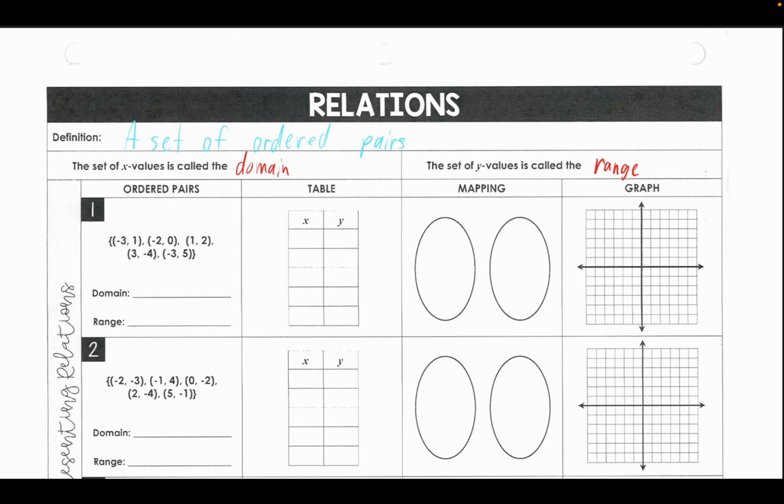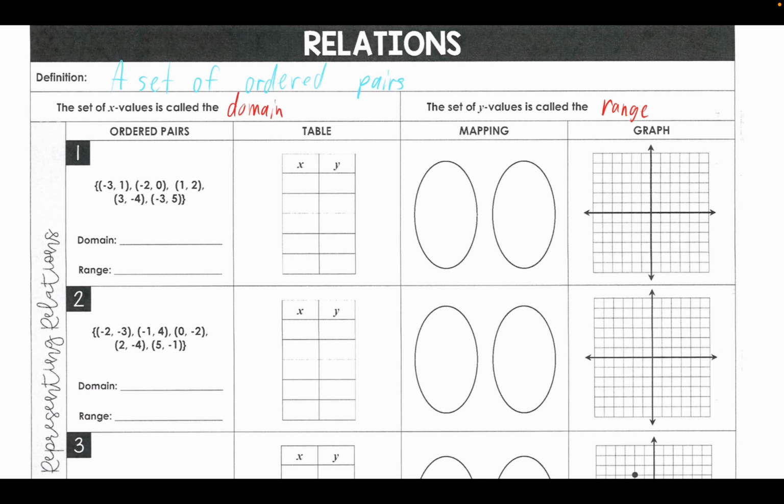And what we're going to do here is take these ordered pairs. So we have a set of ordered pairs on 1, 2, and 3, a different relation on 1, 2, and 3, and we're going to express them in a multitude of ways. So we're going to identify the domain and range. Then we're going to express it as a table, a mapping diagram, and a graph. And we're going to learn how to do each of these.